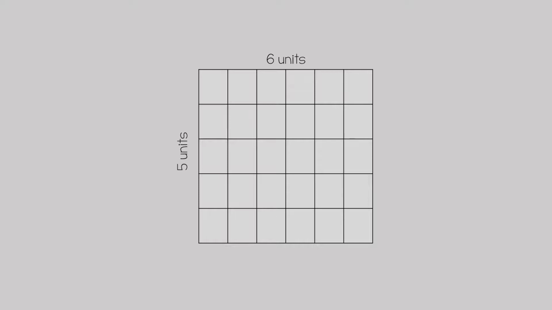In this figure, we can see that the length of the side is 5 square units, and the length of the top is 6 square units. We can use the formula for area, which is length times width, to see that it takes 30 squares to cover this area, or 30 squared units.